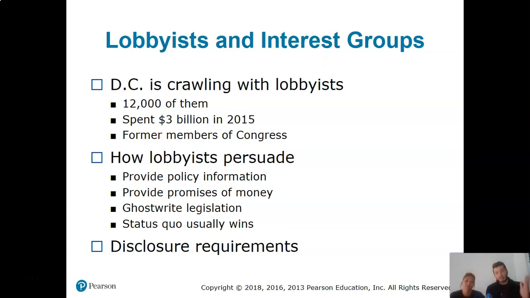But anyway, they can ghostwrite legislation, meaning they can actually help specific members of Congress write legislation. They can literally say, here, I already wrote this for you. Put your name on it. Yep. And they will do that very often.